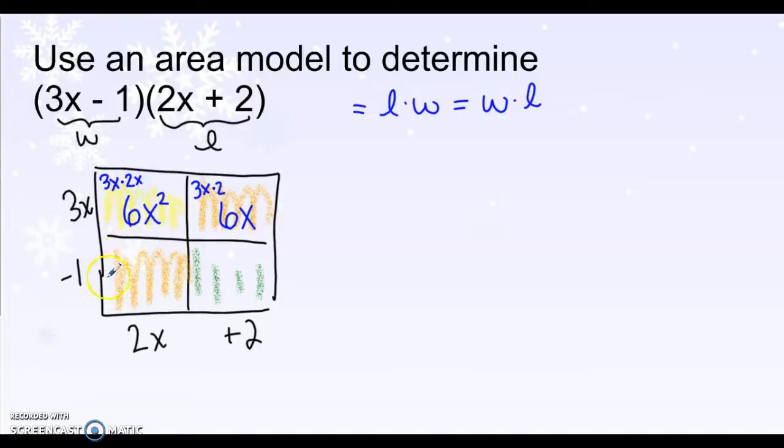Down here we have a height of -1 and a width of 2x. So a negative times a positive is a negative. So negative 2x. And the last one we have a height of negative 2x and a width of 2.